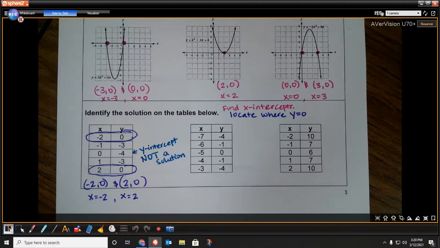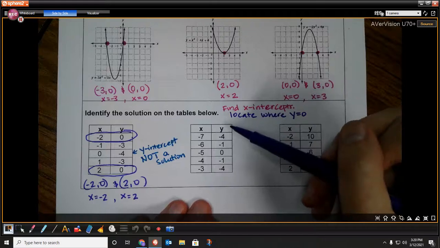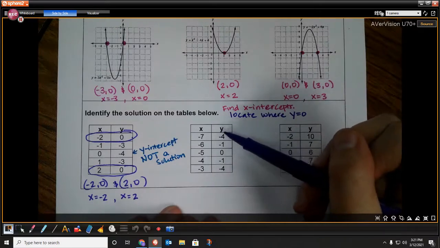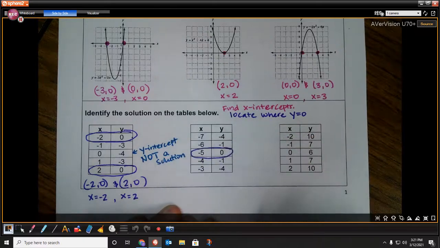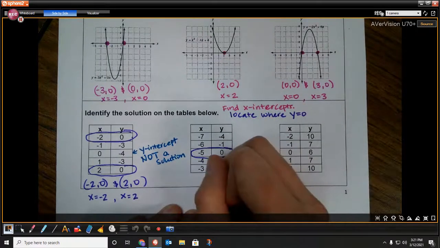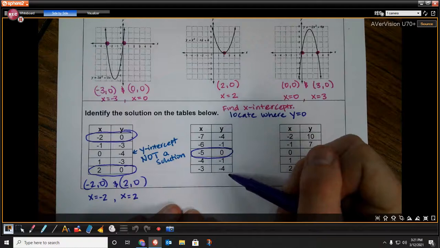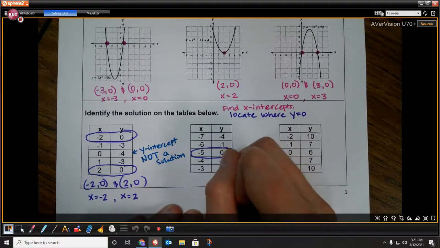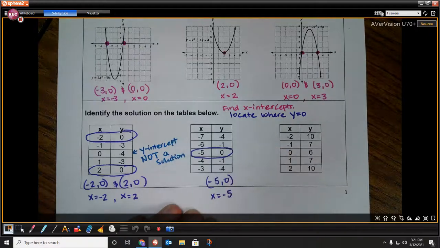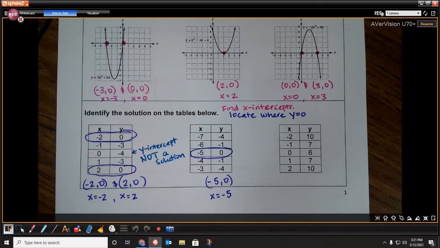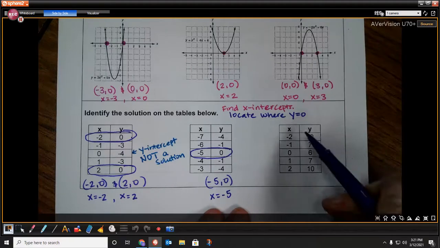All right, y'all? And then at the next time on our table, we look here. We want to find where y is equal to 0. So I'm going to go down here on my y. There it is. Negative 5, 0. So that means, and it doesn't happen again. So that looks like that is our only solution at negative 5, 0, or x is equal to negative 5. All right.